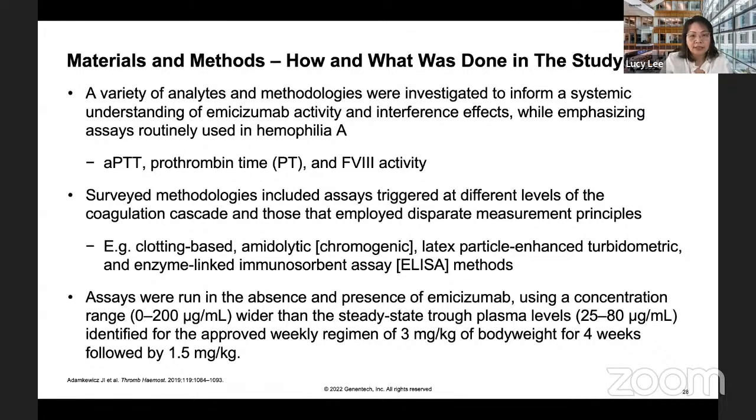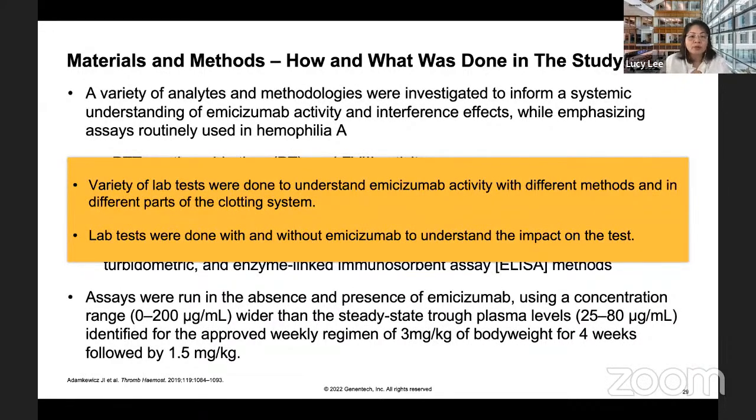So what was done in this study? There's a lot of text here, but just to summarize, a variety of assays were evaluated across a broad range of emicizumab concentration. Generally, they looked at assays that used triggers at different parts of the coagulation cascade, or used assays that had different principles of measurement, whether they be clot-based or chromogenic or immunologic. And these assays were done in the presence and absence of emicizumab to understand what type of assay interference, if at all, is observed.